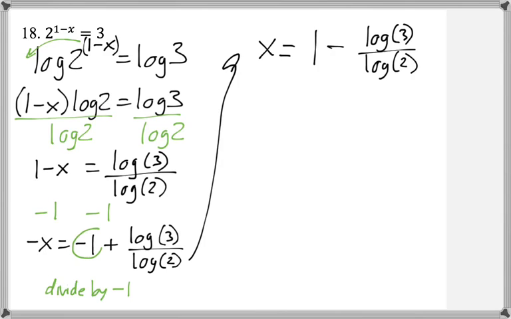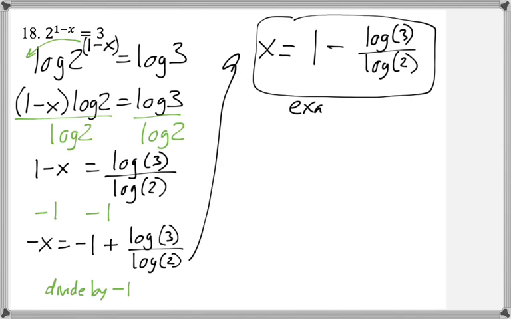So the -1 became positive, and the fraction with the logarithms became negative. So this would be our exact answer. And then if you type this into the calculator to get the decimal approximation, you should get -0.585.